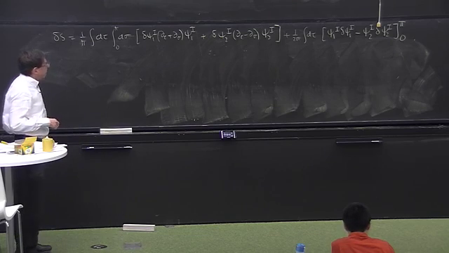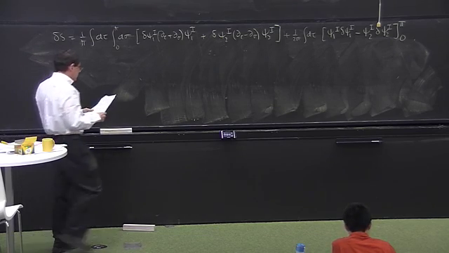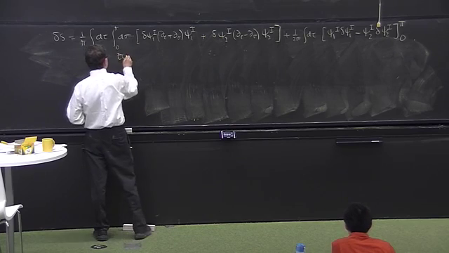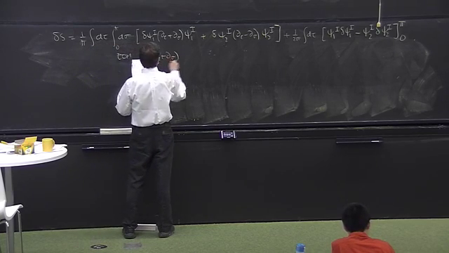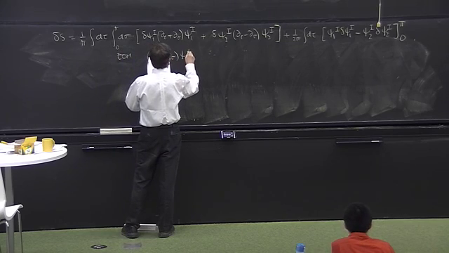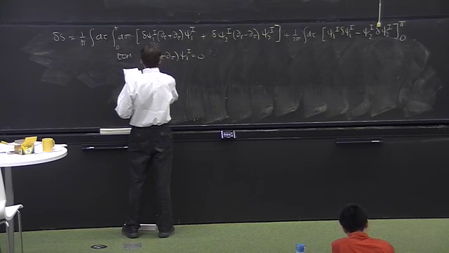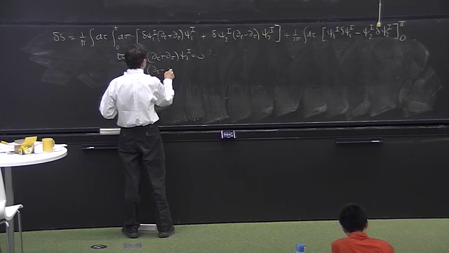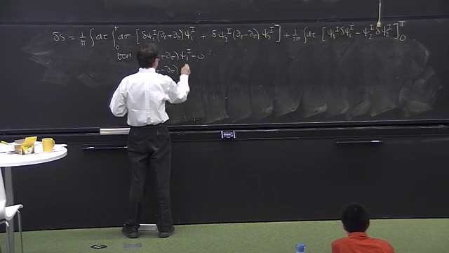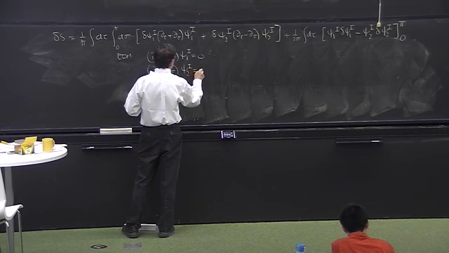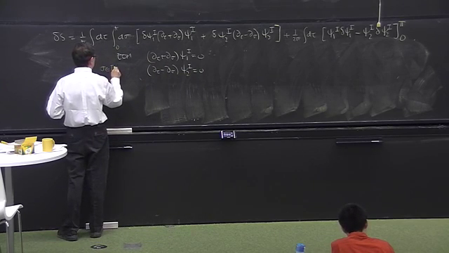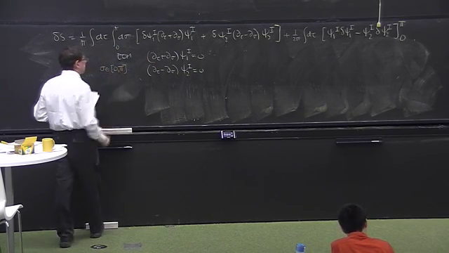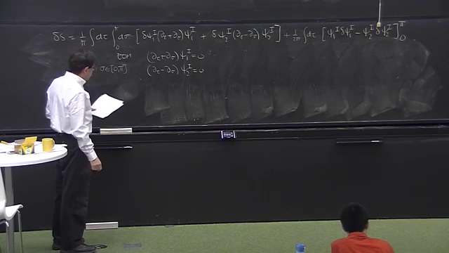Okay, so what are the equations of motion? The equations of motion are (∂_τ + ∂_σ) ψ₁ⁱ = 0, and (∂_τ − ∂_σ) ψ₂ⁱ = 0. And the σ, of course, goes from 0 to π. We're doing open strings.